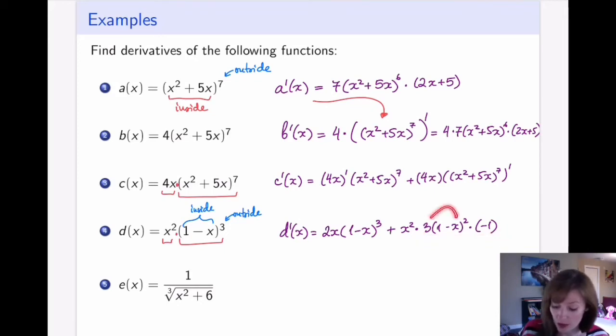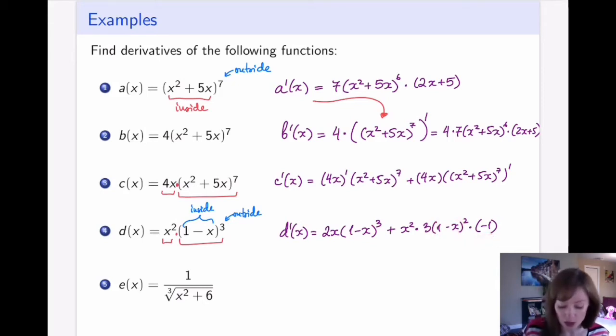So the power came down, got reduced by 1, while keeping the inside intact, and then I have to follow by the derivative of the inside. The derivative of 1 is 0, the derivative of minus x is minus 1. So this is where this factor of minus 1 comes in.